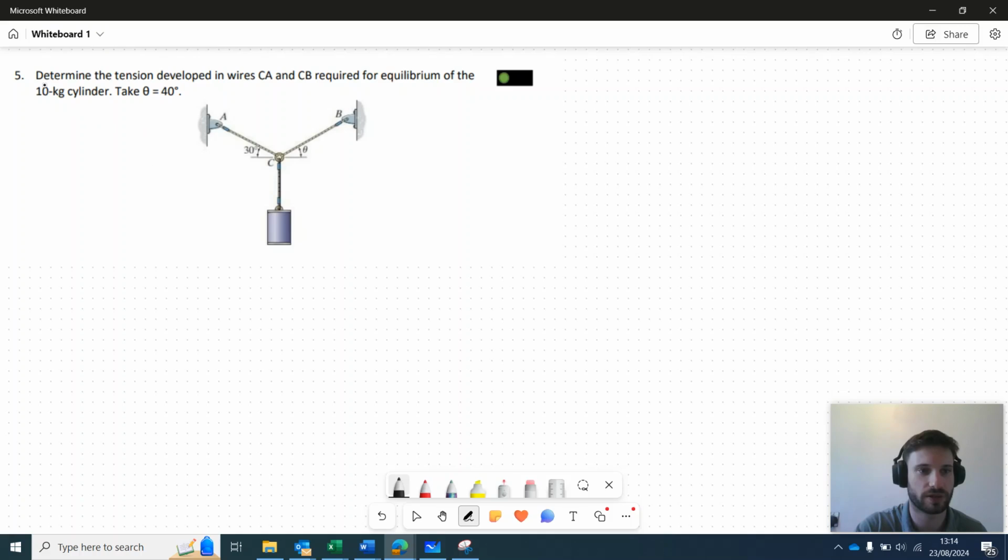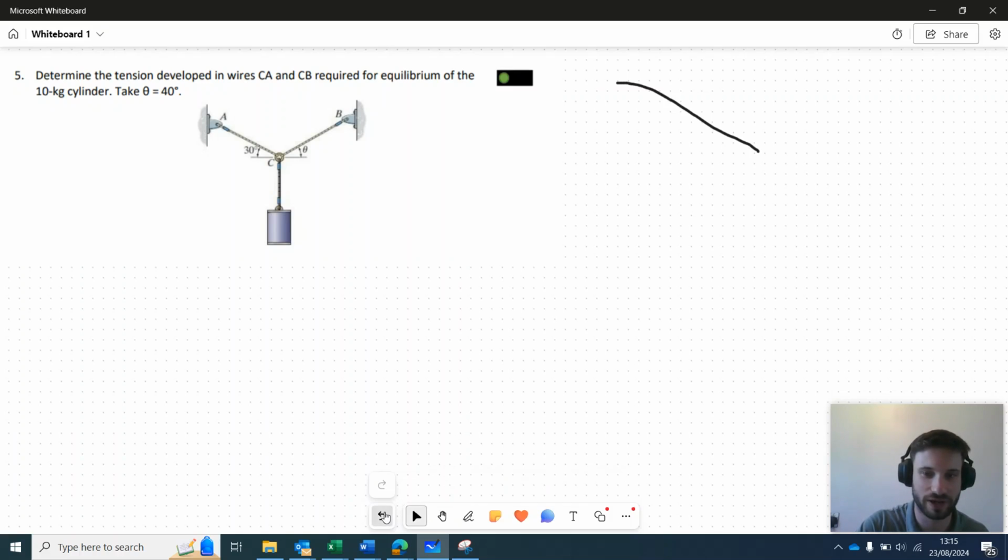Let's have a go at this problem then. Question 5: determine the tension developed in wires CA and CB required for equilibrium of the 10 kilogram cylinder, taking theta to be equal to 40 degrees. Okay, so let's start by drawing a simple free body diagram.